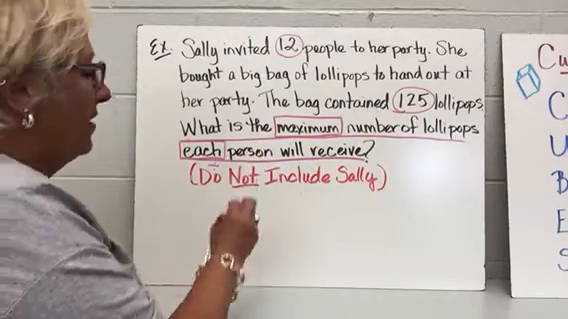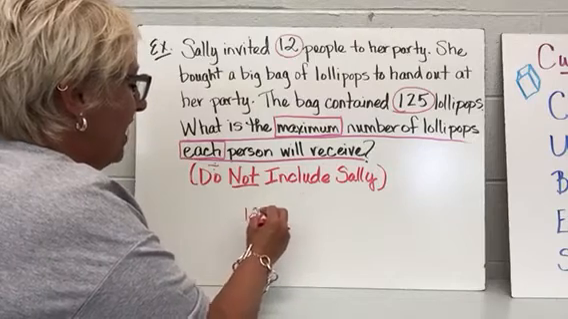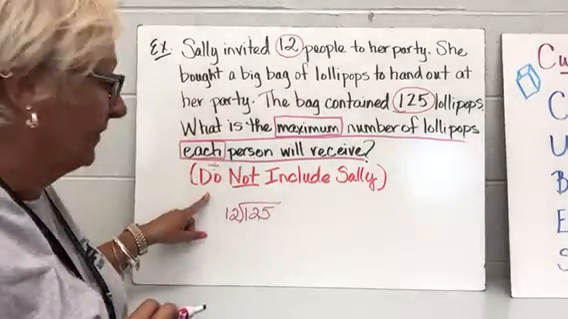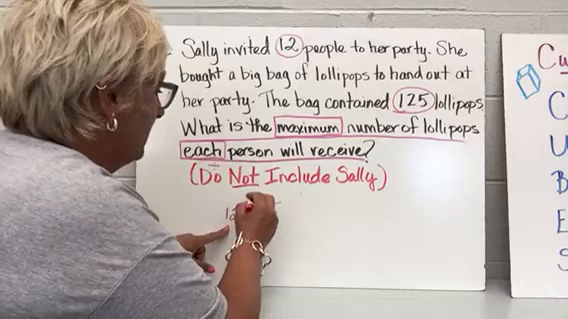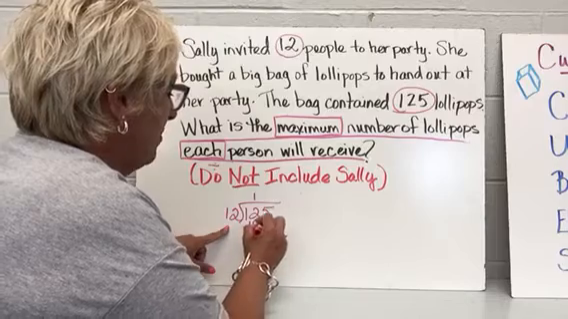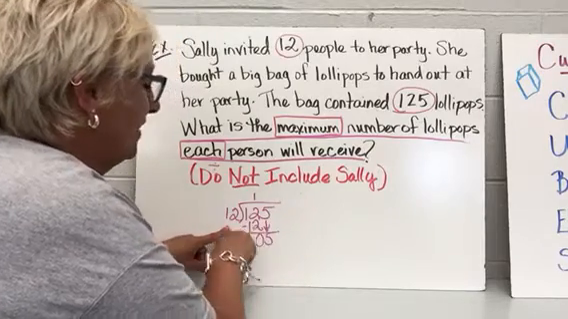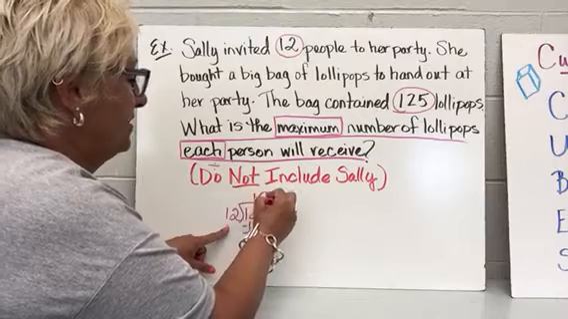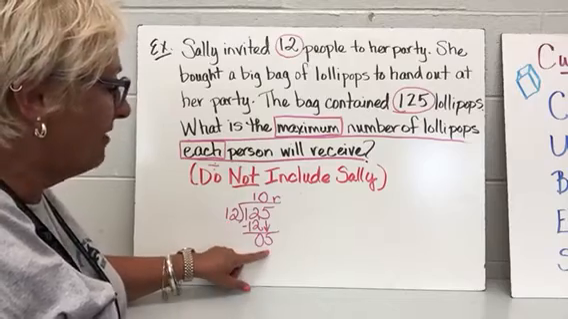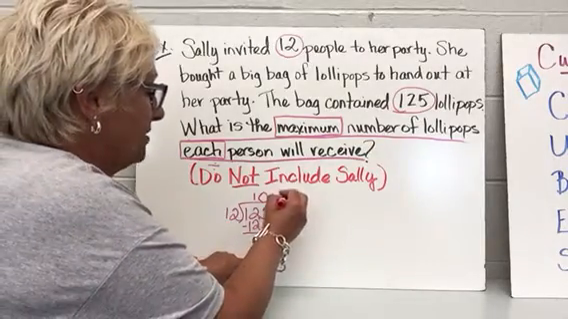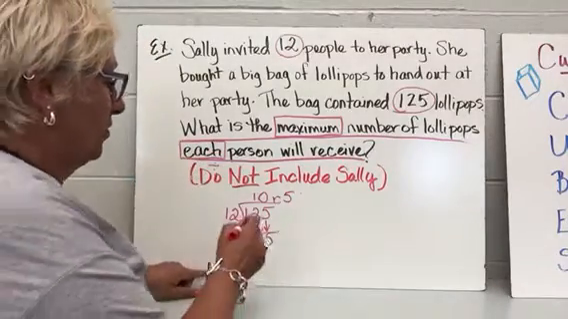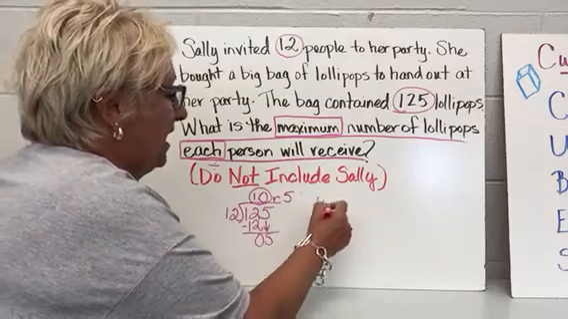So we've evaluated that, and we want to put 125 and divide it by the 12 people at her party. Remember, we're not including Sally. So I know that 12 goes into 12 one time. That'll give me 12 because we've done long divisions. We know that that's 0, but when I bring down my 5, I know that 12 doesn't go into 5. So it's going to be 0 because I know 12 cannot go into 5. But I have 5 left over, so it's going to be remainder 5. So what is the maximum number of lollipops each person will receive? They will receive 10 lollipops.